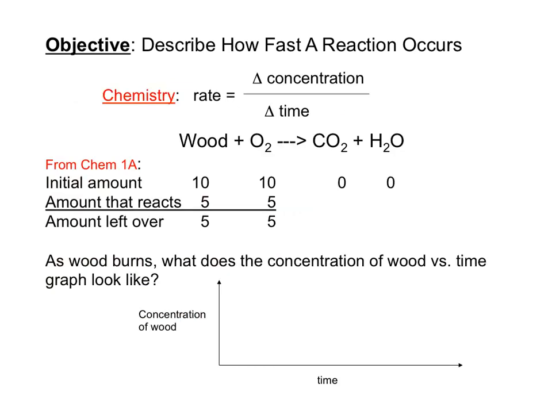Let's look at the wood burning reaction again. Stop the video and spend a minute reviewing this chemical calculation. We want to graph the concentration of wood versus time of reaction. Stop the video and draw this graph. And the answer is, there's a lot of wood at the start of the reaction. As the wood burns, the amount of wood decreases.